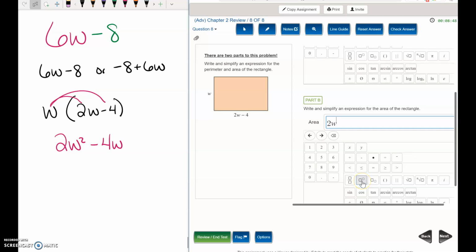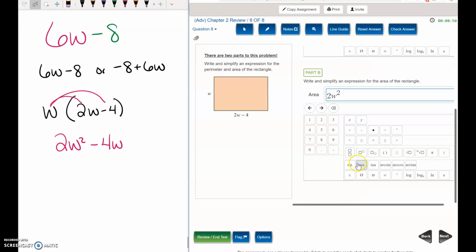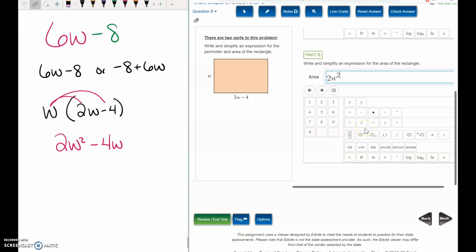2W, little button, squared. Here's one crazy thing about EdSite. If you just keep writing this, look at that answer. Is that right? No. After you square, you need to push the right arrow, either this right arrow on the screen or your right arrow on your keyboard to get out of the exponent before you type in -4W. So make sure you take a moment, especially on this problem, to look at your answer and make sure that it didn't type that stuff up in the exponent.